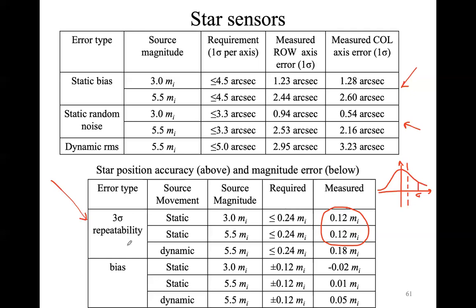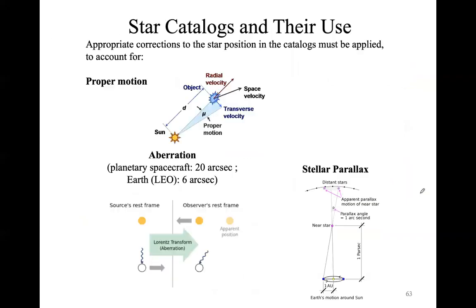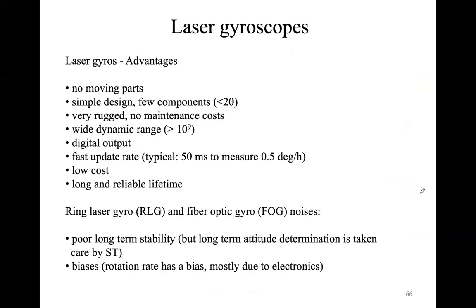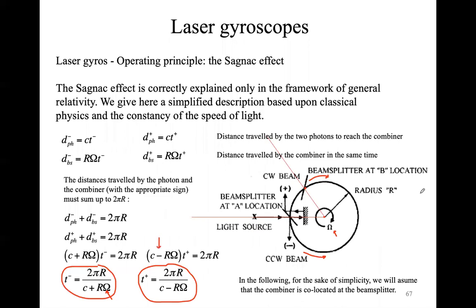And also for the magnitude of the stars, you have a bias, as I wrote here, and a 3 sigma repeatability. So this is a sigma, 3 sigma accounts for the 97% of the errors. Okay, so that actually concludes the part on the star trackers. So during the break, if you have questions, we can still discuss that.